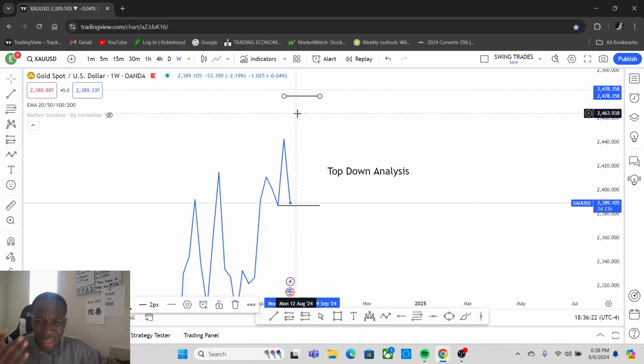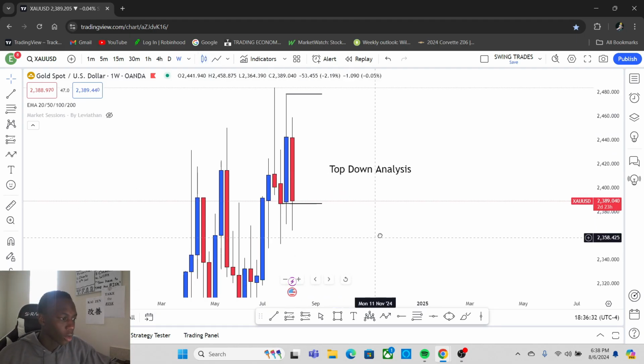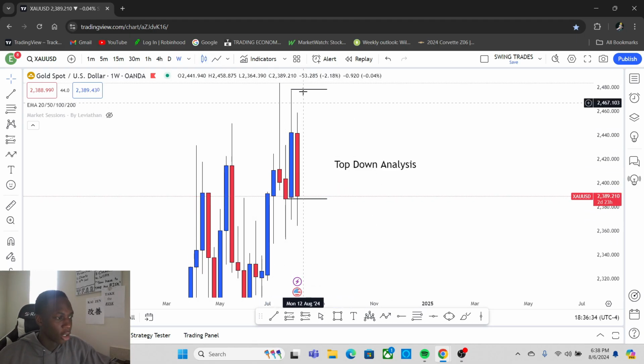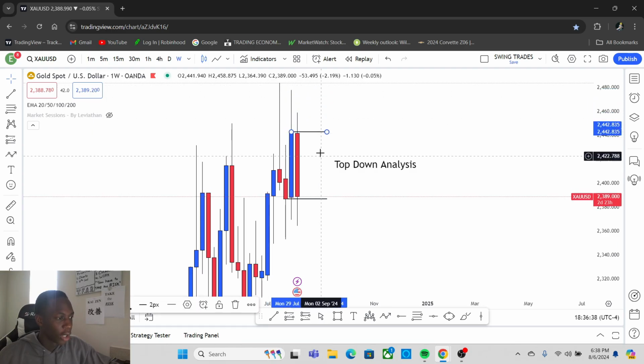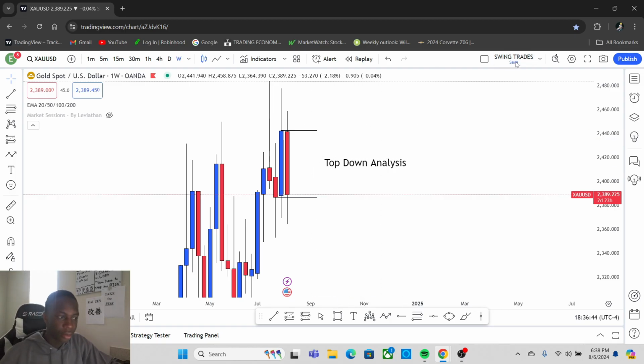Does not make sense. Why is it just a random line up there? Okay, so you want to measure it from the bodies. So currently the market is bullish. Why is it bullish? This is the higher low, and this is the higher high right here. If you don't know what higher lows or higher highs are, do not worry. I'm going to make a video explaining that. So the market right now is bullish. On the weekly, it's bullish because it's a higher low, higher high.